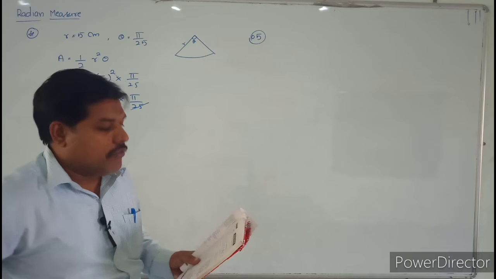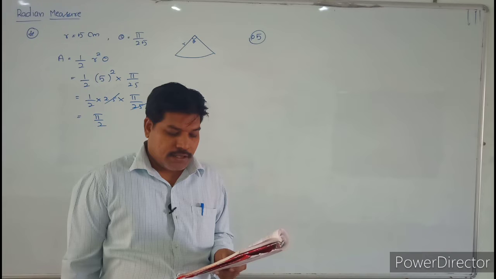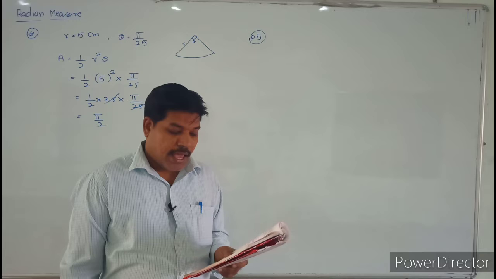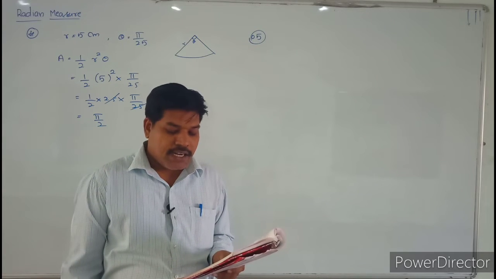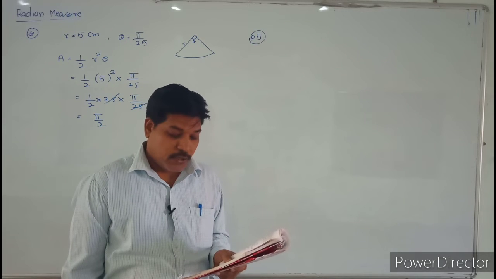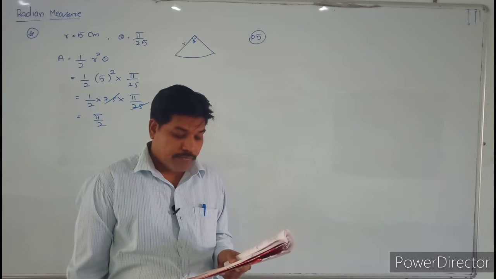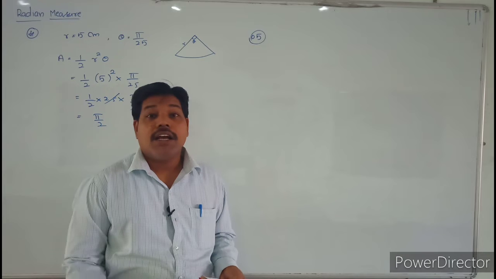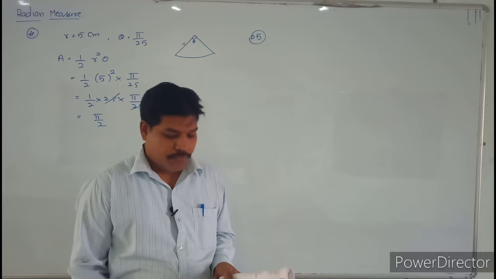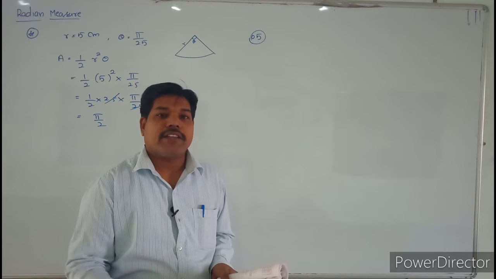So what is question number 5? Two arcs of the same length of two different circles subtended angles of 25 degrees and 30 degrees at their centers respectively. The ratio of the radii of the circles. Radii is a plural word, it means two or more radius. If there is one, we take it as the radius; if there are two or more, we say radii.